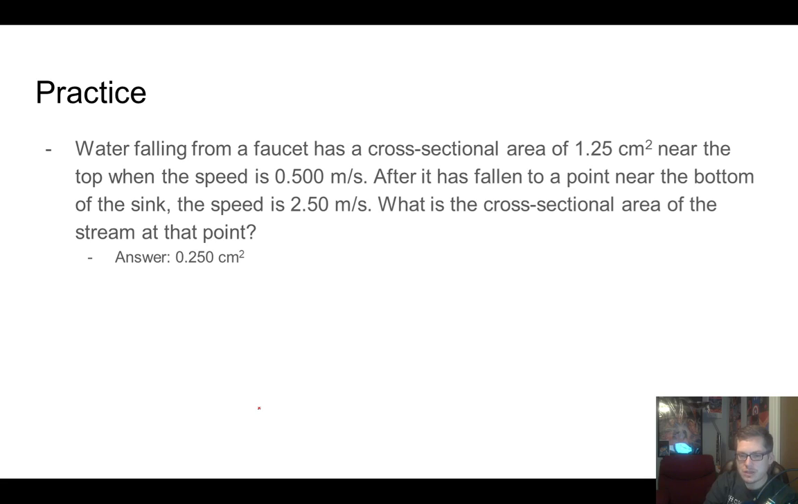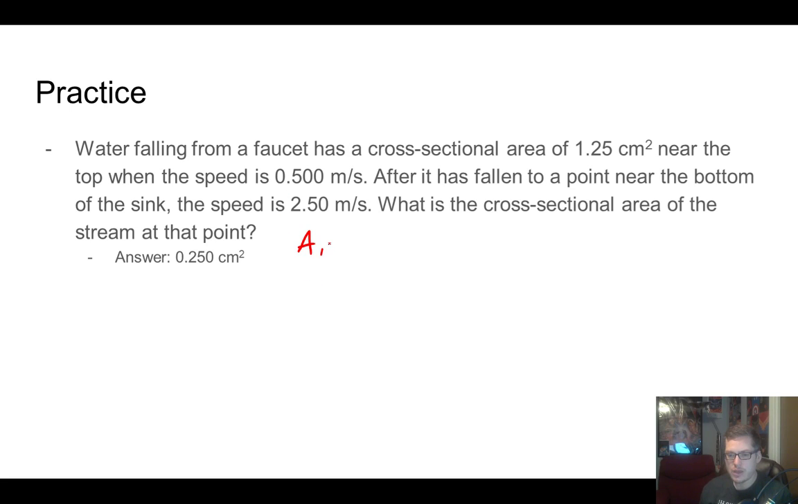So here's a good practice problem for us, and this will help us also practice units. It says water falling from a faucet has a cross-sectional area of 1.25 centimeters squared near the top when the speed is 0.5 meters per second. After it has fallen to a point near the bottom of the sink, the speed is 2.50 meters per second. What is the cross-sectional area of the stream at that point?